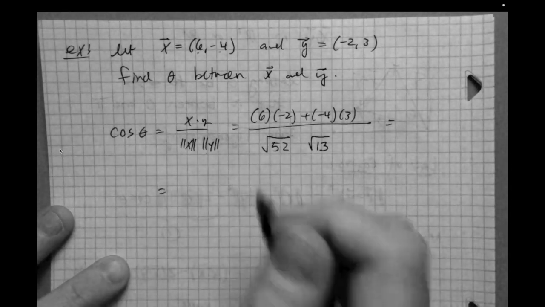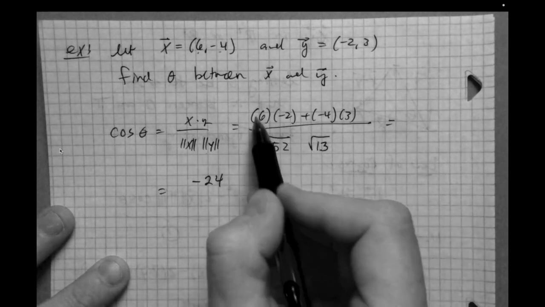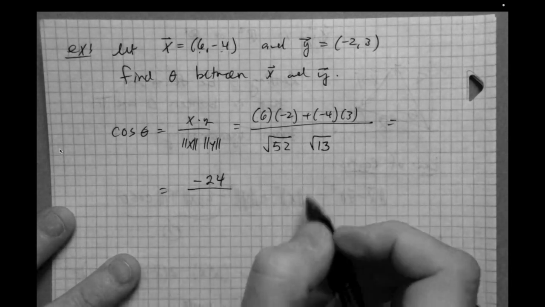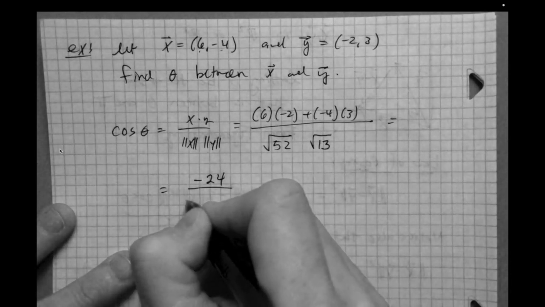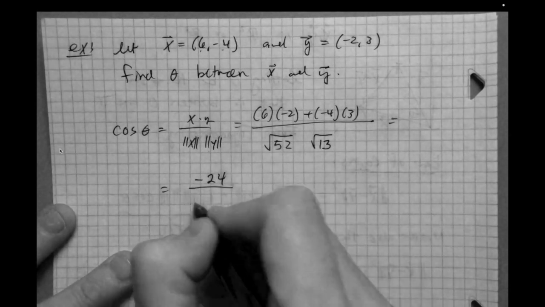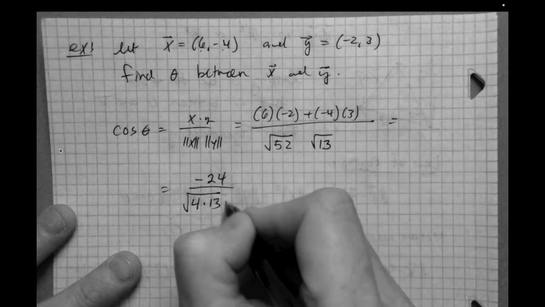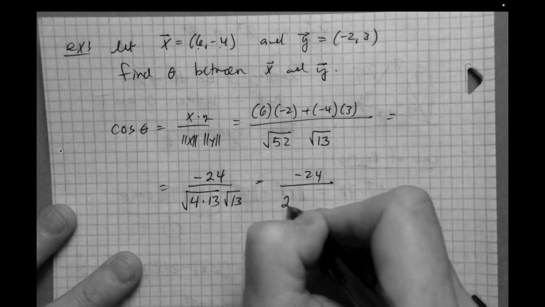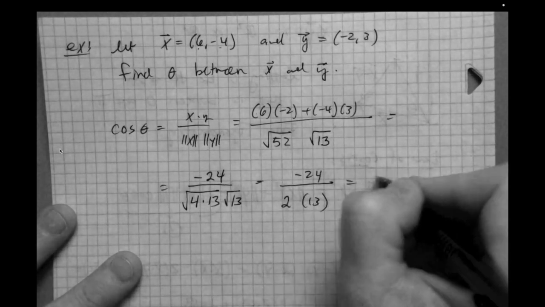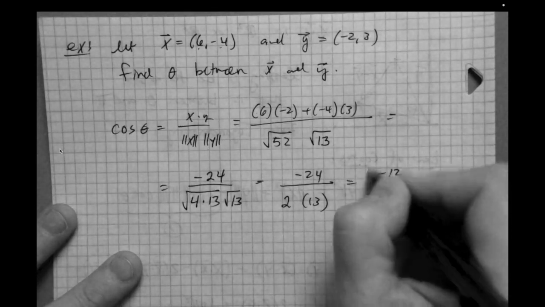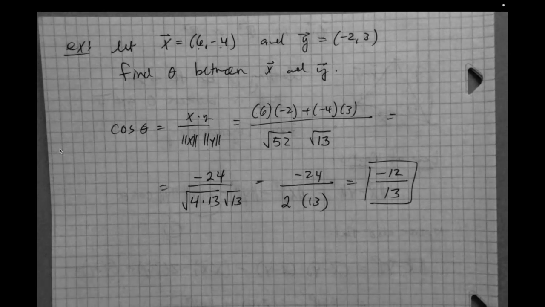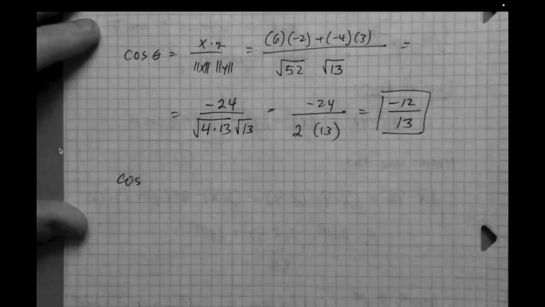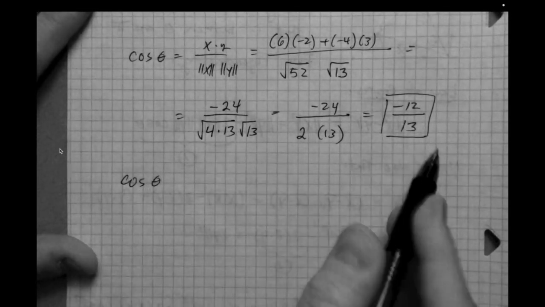Okay, and so what do I get here? I get -24, so that's -12 minus 12. So I get -24 over the square root of, so 52 is actually 13 times 4. Right, so I can kind of break this apart, and I get -24 over 2 times 13, and so I get -12 over 13. Okay, well, so that's what cosine of theta is equal to. I think I might have put a box around it a little too early. That's not exactly what we're after.